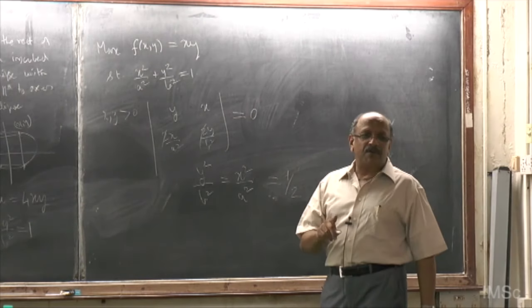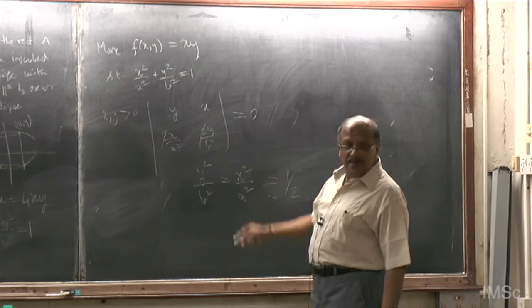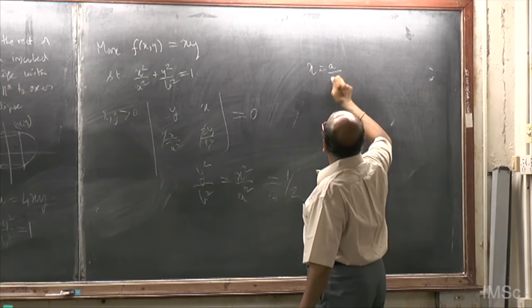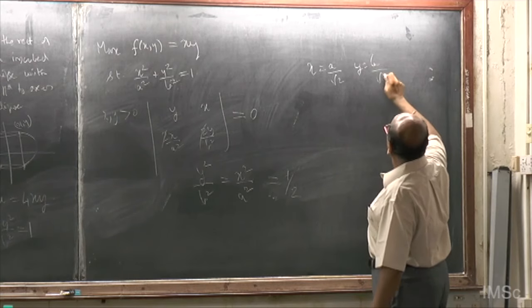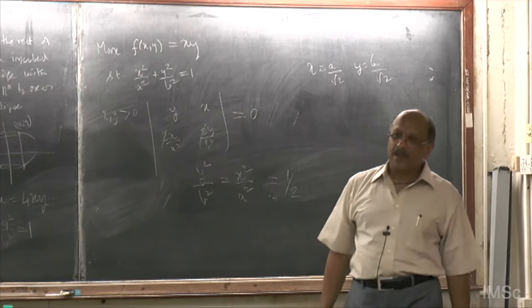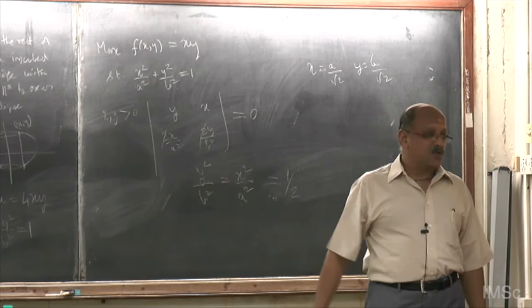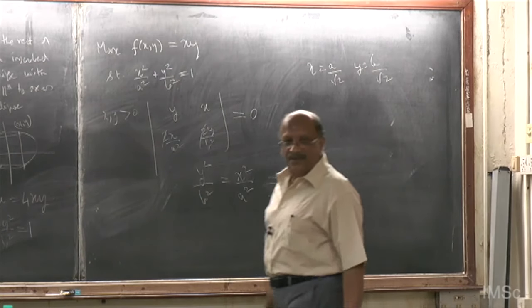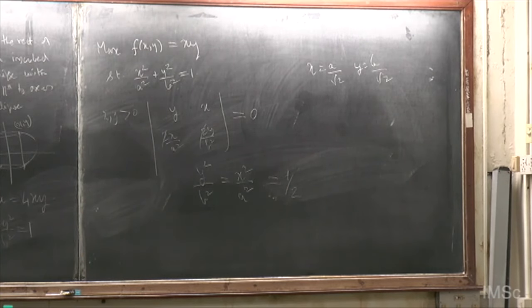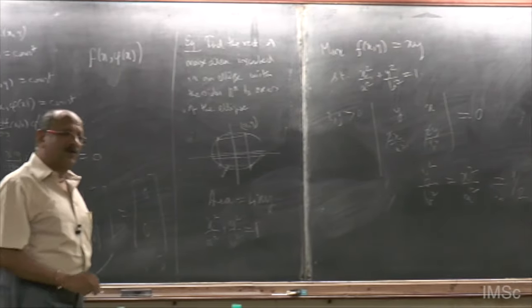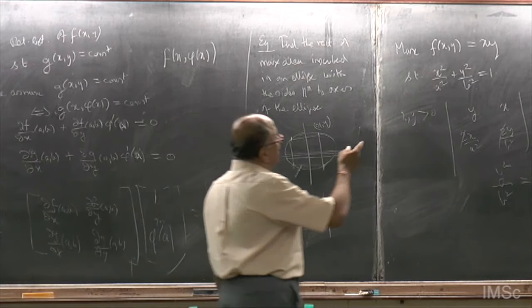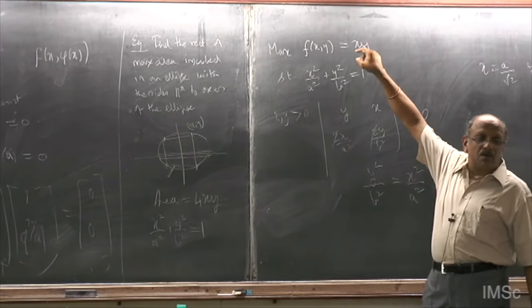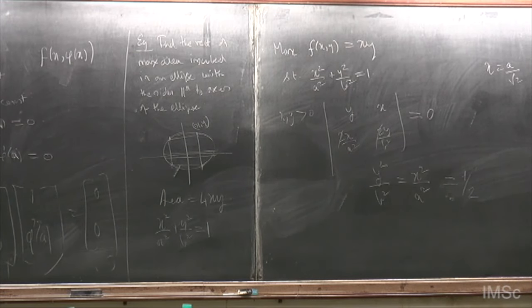So, the candidate for maxima or minima is when this happens, that means x equals a by root 2, y equals b by root 2. So, I have identified where I have to look for the solution. Now, how do I know it is a maximum or a minimum? Minimum does not exist fortunately, because I can always draw a rectangle very close to the major axis or very close to the minor axis, then x or y can be made to go to 0, and so the infimum is 0, that is never attained. The infimum is 0, but you do not have a rectangle which does it.